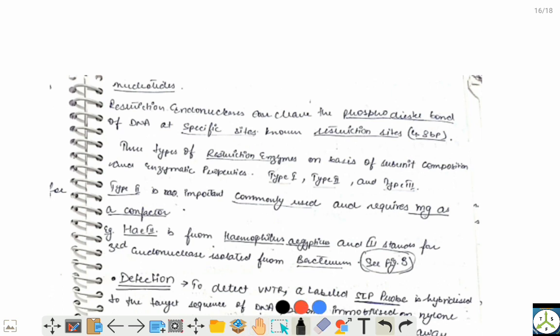Type 2 is the most important and commonly used, and it requires magnesium as a cofactor. Okay, in this we have to use magnesium as the cofactor. So here the HAE3 comes from Haemophilus aegyptius, and 3 stands for the third endonuclease isolated from that bacteria.